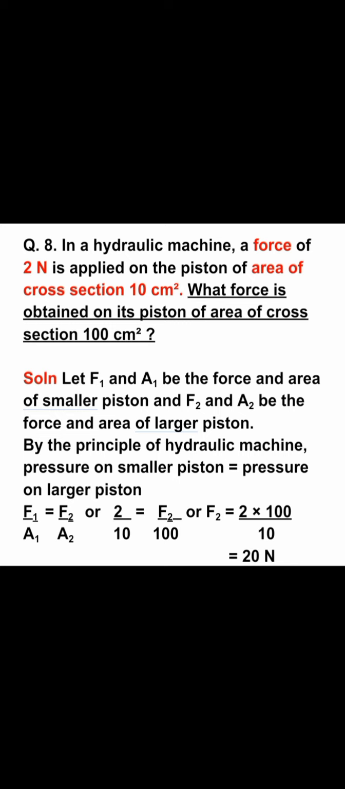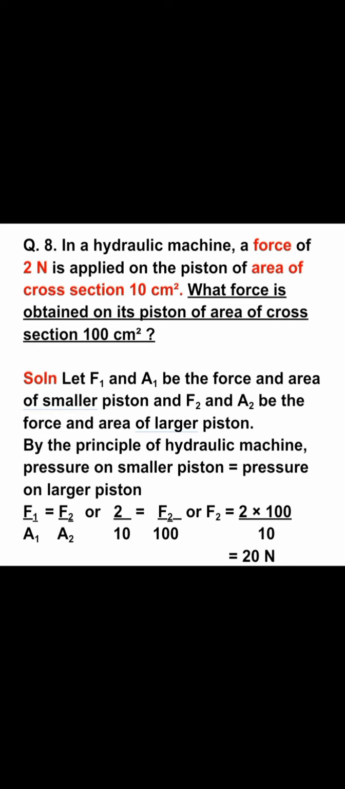Let F1 and A1 be the force and area of the smaller piston, and F2 and A2 be the force and area of the larger piston. Now, by the principle of hydraulic machine, we know that pressure on the smaller piston will be equal to pressure on the larger piston. Now, the pressure formula: F1 by A1 for the smaller piston equals the pressure on the larger piston, which means F2 by A2. Now, let's substitute the values.